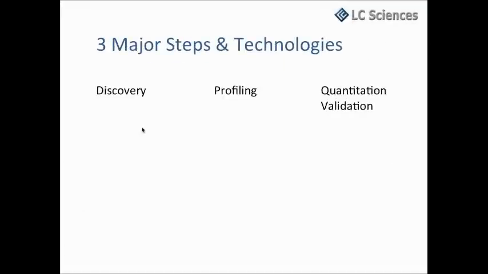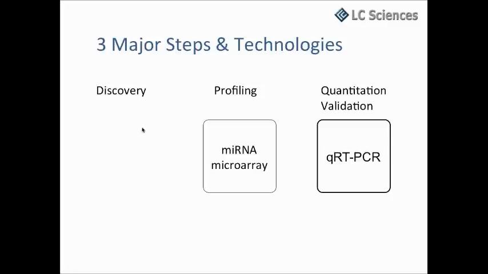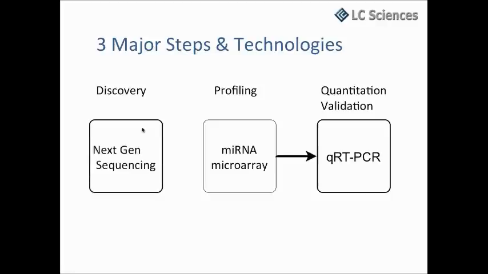There are pretty much three basic steps involved. One is, of course, the discovery, then the profiling, and then the validation. Traditionally, as mentioned, this was done profiling with a microarray, and then those results get validated with qPCR. Or nowadays, that there's more sequence information available, some people feel comfortable to just look at a subset of microRNAs and do only the qPCR. And of course, next-gen sequencing is dominating the discovery step.